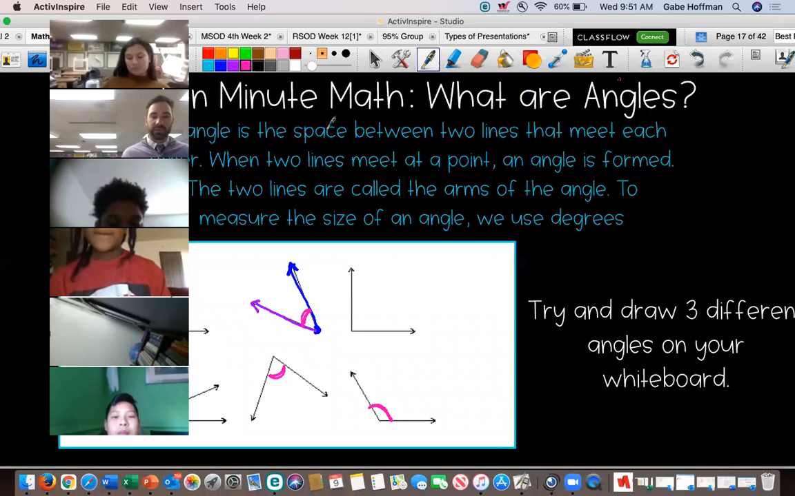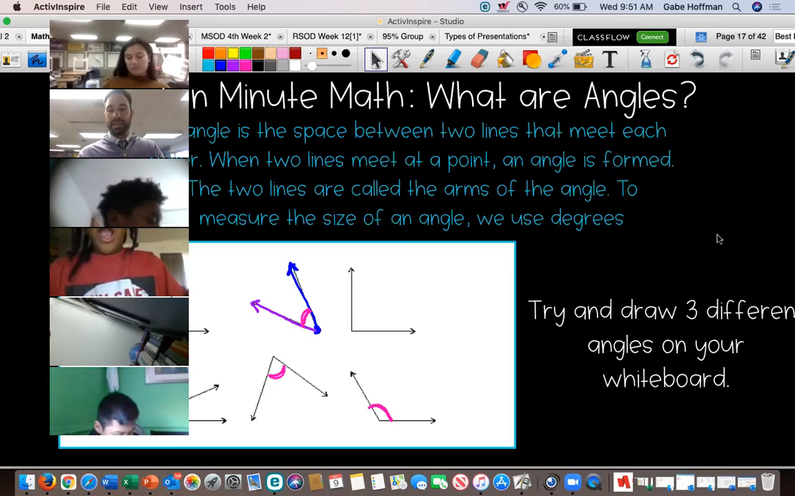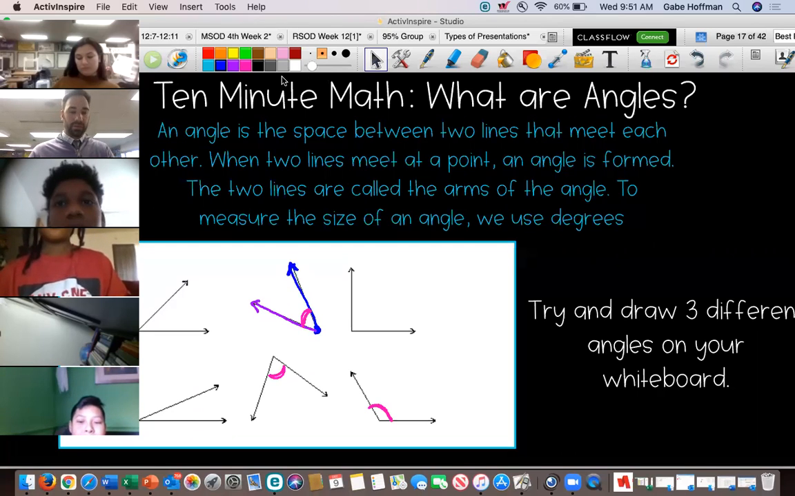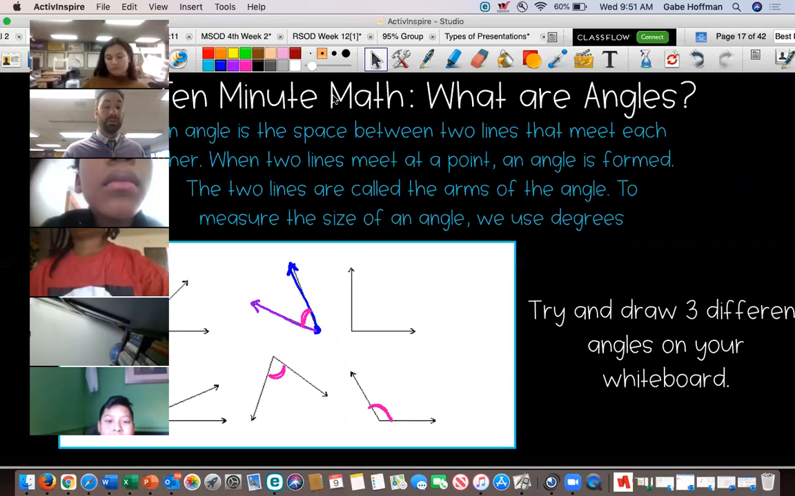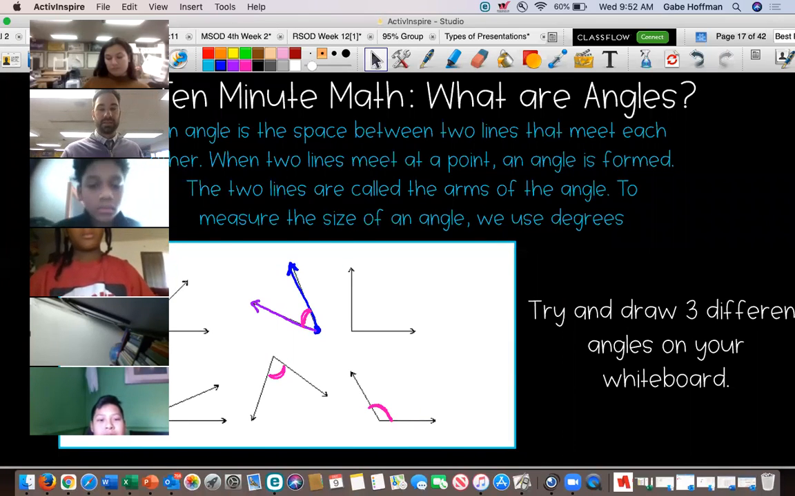So during 10-minute math, we just looked at what an angle is and what they need. It's the space between two rays or lines that come together. You guys just drew 3 examples. Almost everybody who showed me their whiteboard had theirs drawn and had angles correctly. So thank you for that.